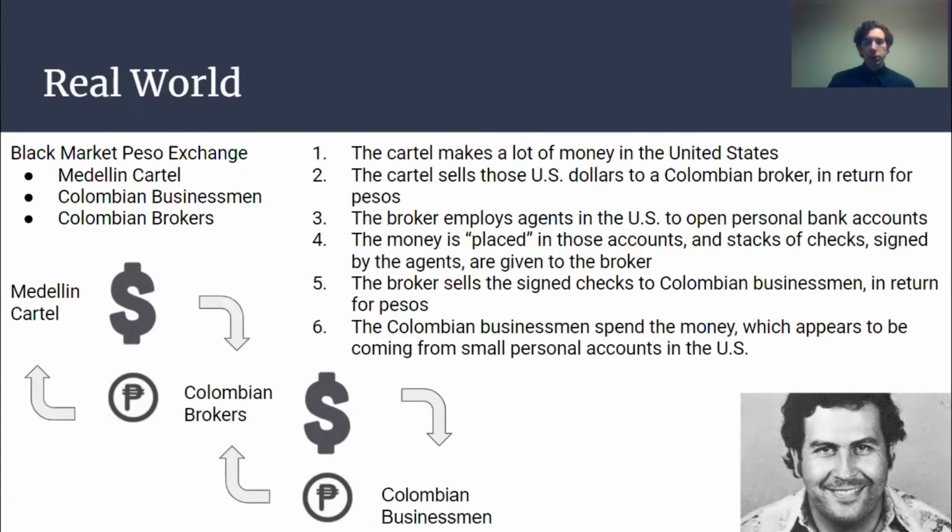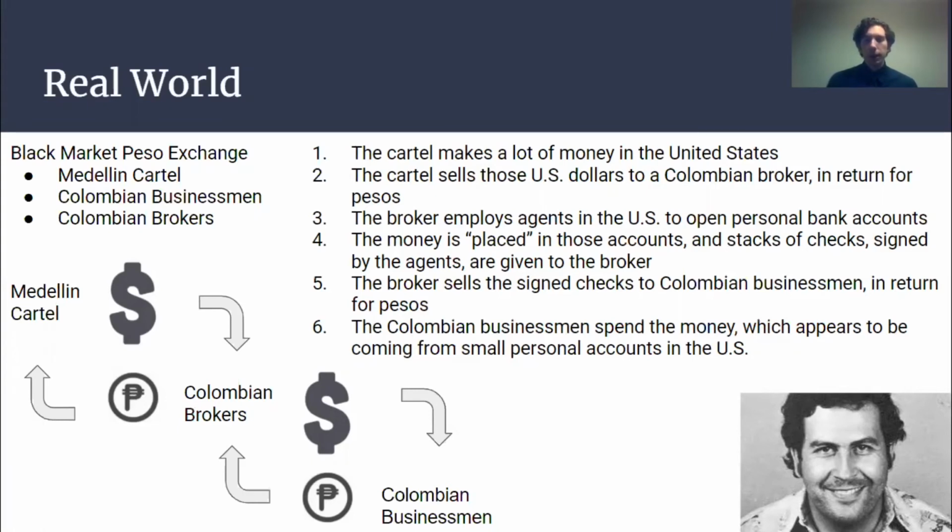First thing we want to pay attention to are the 3 different players in the scheme. There's the Medellin cartel, there's a Colombian businessman, and there are Colombian brokers. The cartel is making a whole lot of US dollars and they want Colombian pesos. The Colombian businessmen are the exact opposite. They have a lot of Colombian pesos, but they want US dollars. And the brokers are just the middlemen between the cartel and the businessmen. The brokers are also the ones laundering the money, which is what we're going to get to.